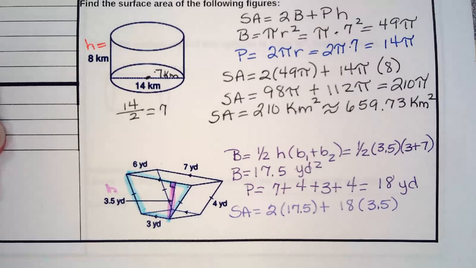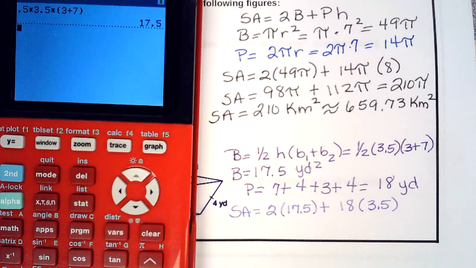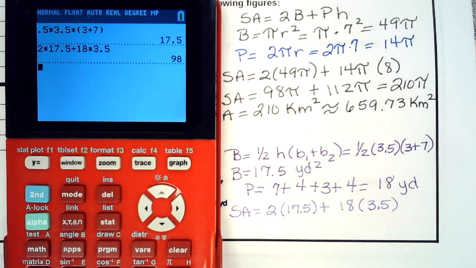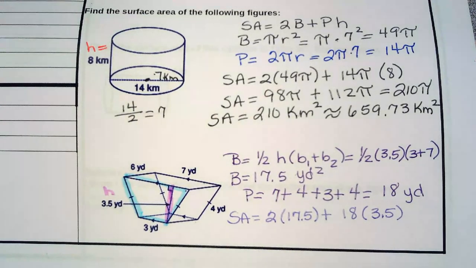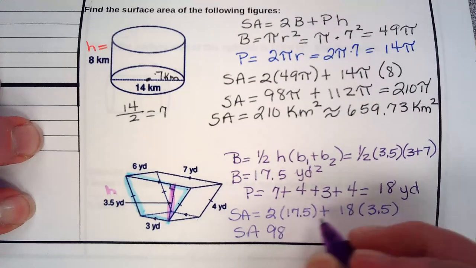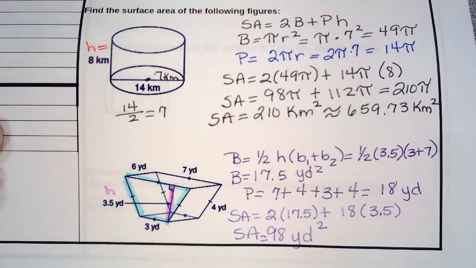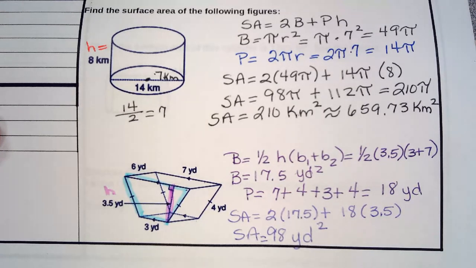Put it into the calculator. 2 times 17.5 plus 18 times 3.5, and we get 98. Your surface area would be 98 yards squared. Remember, if you're not understanding, back it up and listen to the explanation again.